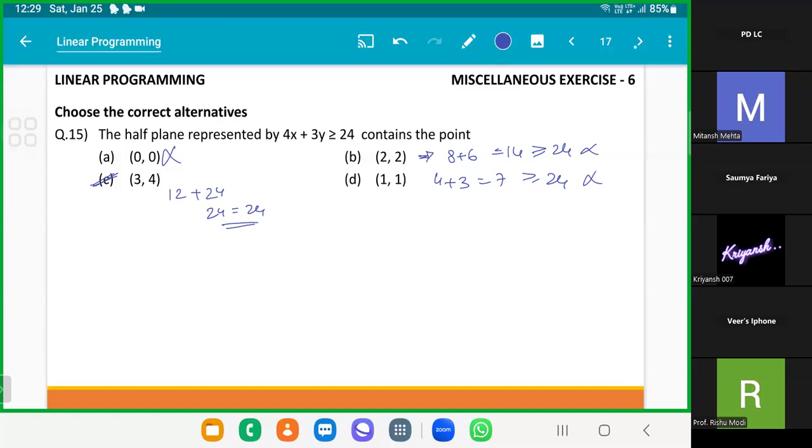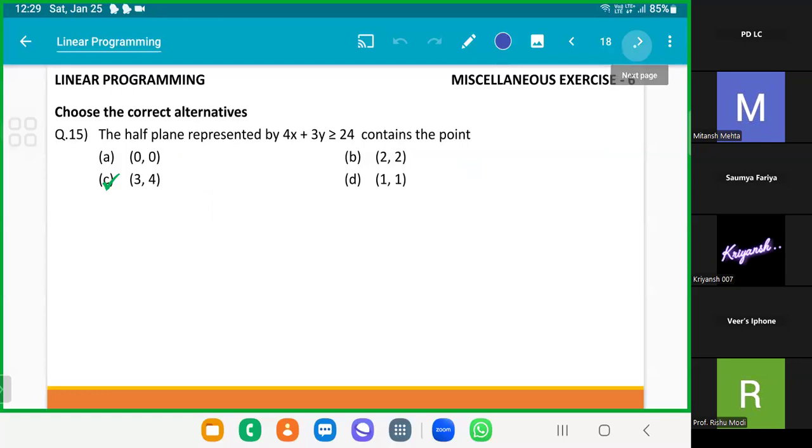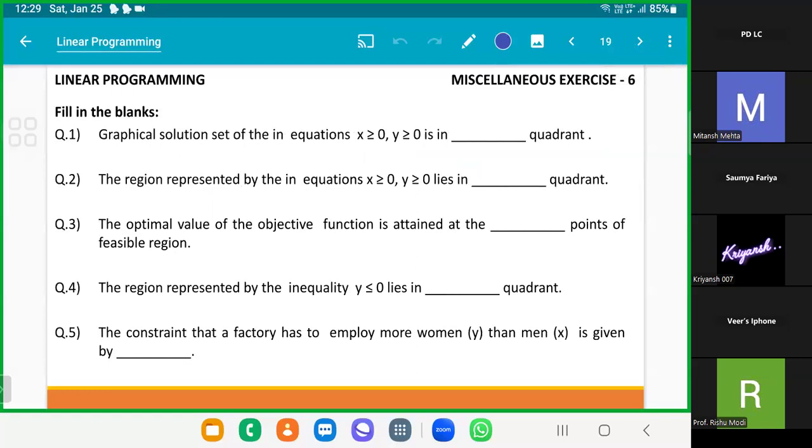Okay. Then we go on to the fill in the blanks. Tell me what will be the fill in the blanks part. First one: graphical solution set of an inequation x greater than equal to 0 will be in which quadrant? First quadrant. Yes. Always remember this will be first, second, third, fourth.